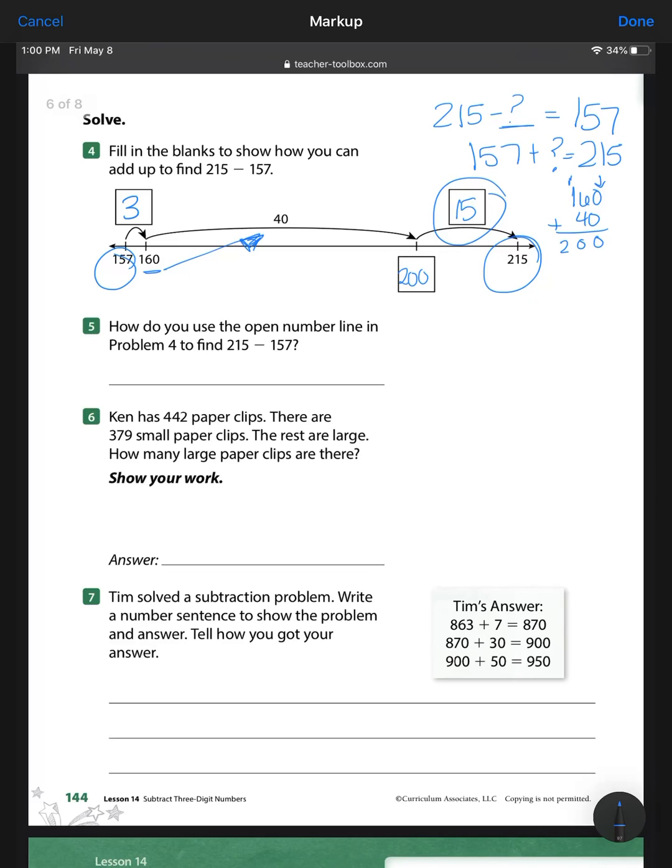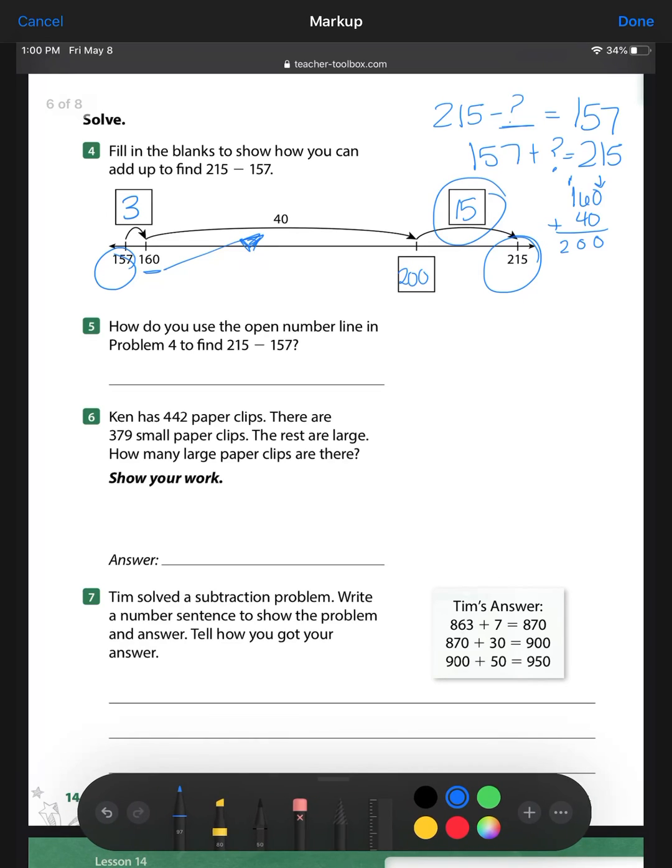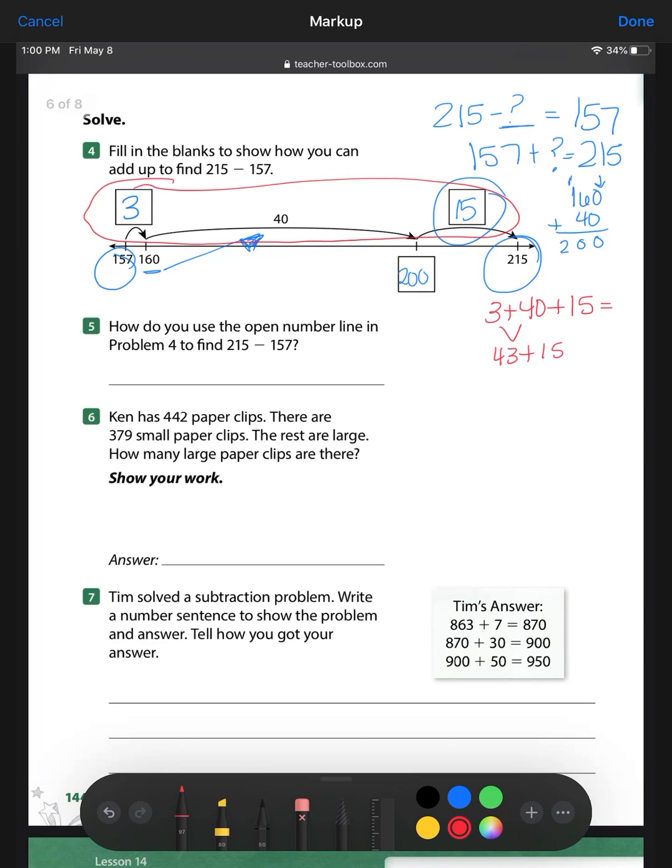All right, good job. So now to find the answer, we have to add all the numbers on the top. So we have 3, 40, and 15. So let's add those together. Okay, so we know that 3 and 40 is 43 plus 15. We add our ones first, so 3 and 5 are 8. 4 and 1 are 5, so 58.